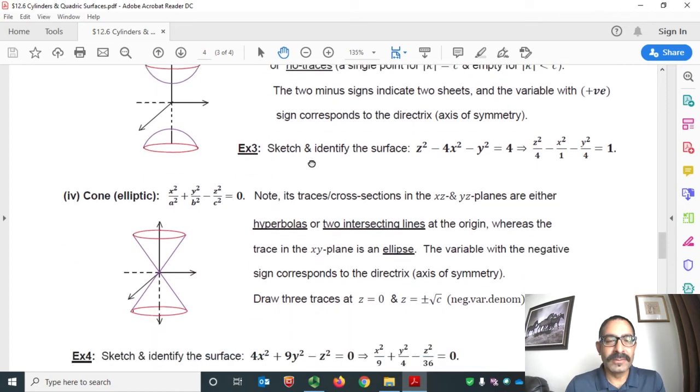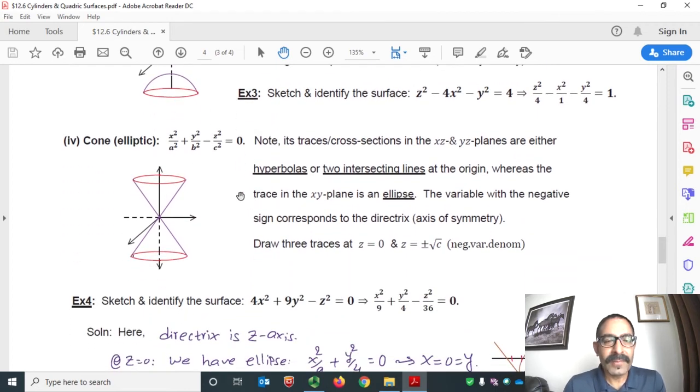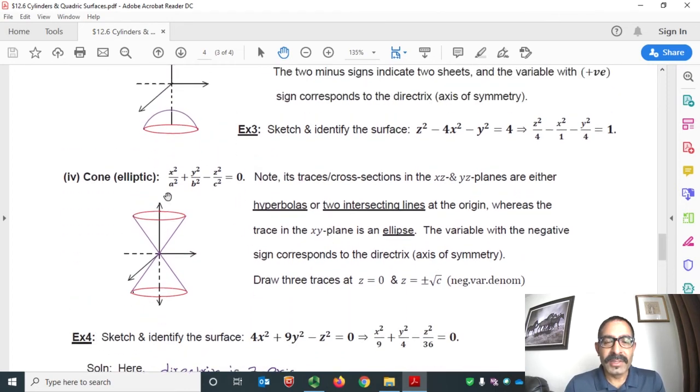So let's move on. Cone. In these equations, my right side is 0, and I have 1 minus sign either in front of z or in front of y or in front of x. So here I put the minus on z so that I can visualize the cone just standing there or upside down here. Great.